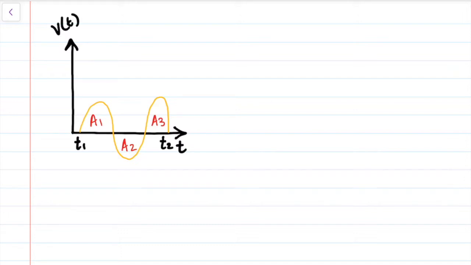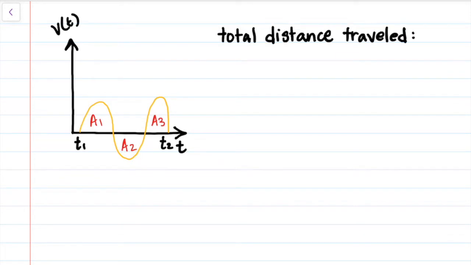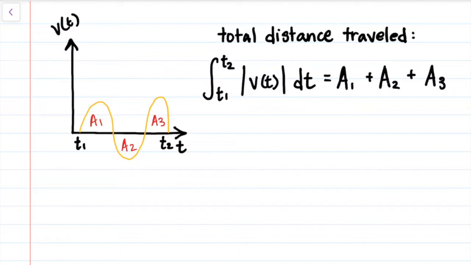If we were asked to find the total distance traveled by the particle, we would sum up all of the areas, which means that we add A1, A2, and A3. Now, if we were to compute the integral for each of these regions, we would notice that A2 would have a negative area. And what does this mean?